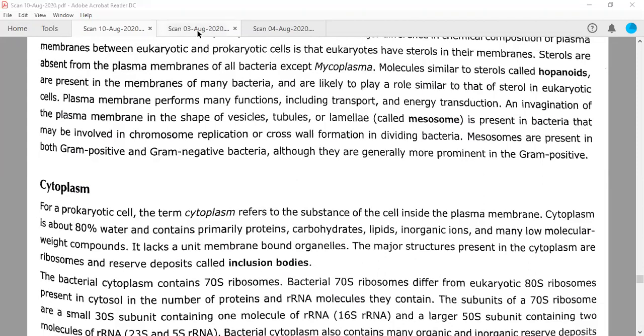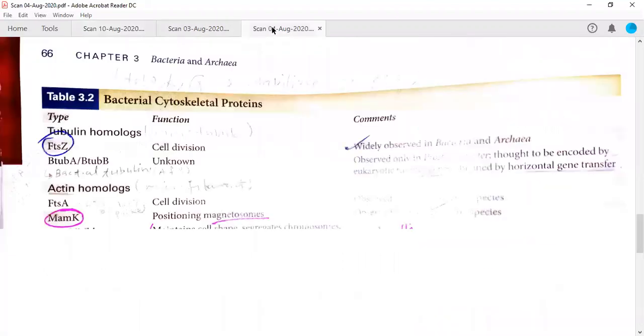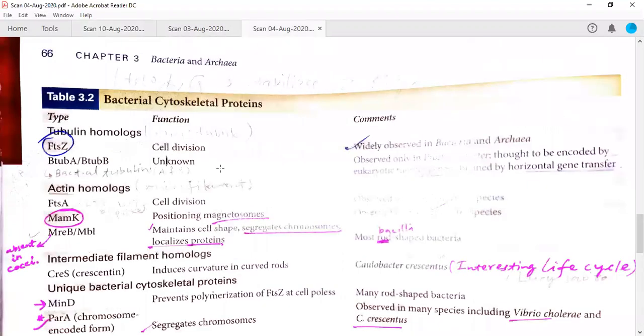So I request you, please make this table somewhere, so that if you revise this table for one or two days continuously, you are able to understand these proteins and their homologs in eukaryotes. That's all for today.